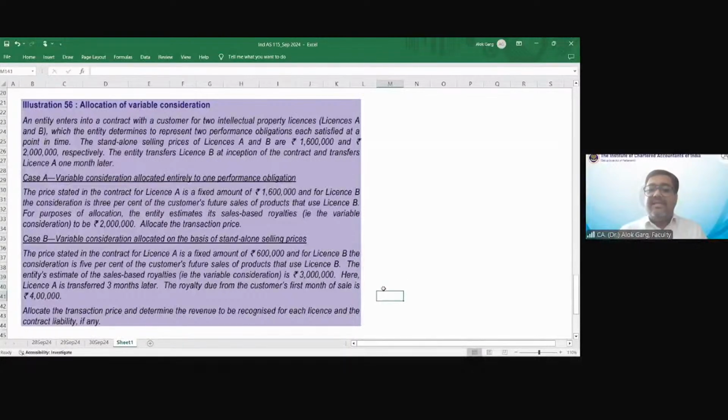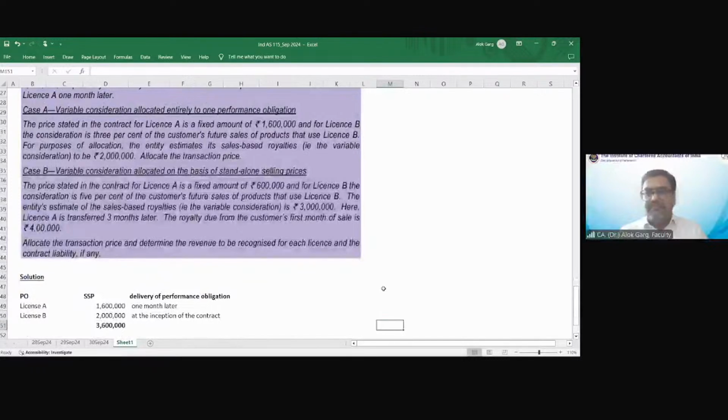Correct? And license A is transferred 3 months later. The royalty due from the customer's first month of sales is rupees 4 lakh.